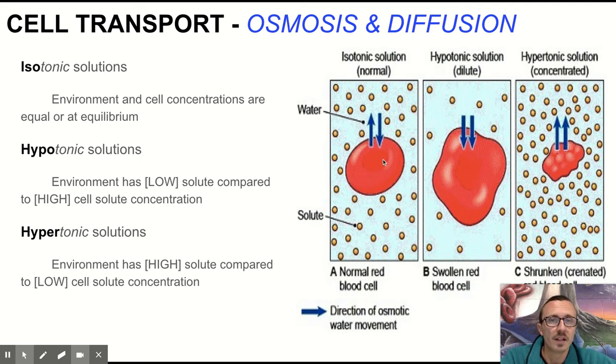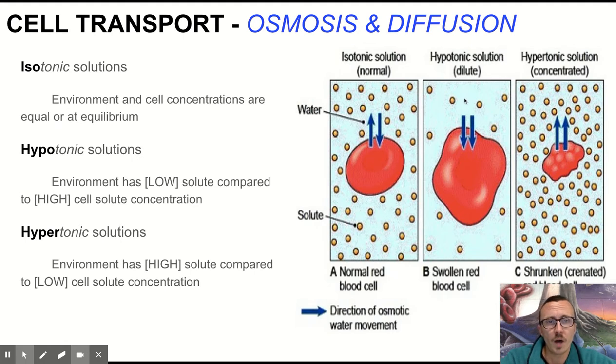If you take a red blood cell and place it into an isotonic solution, nothing happens because you have no net change in water. Water might go in, but water might go out at the same rate, so the cell is not going to change shape. Isotonic solutions have water and solute concentrations that are equal to the inside.